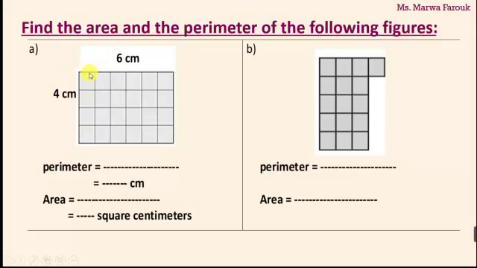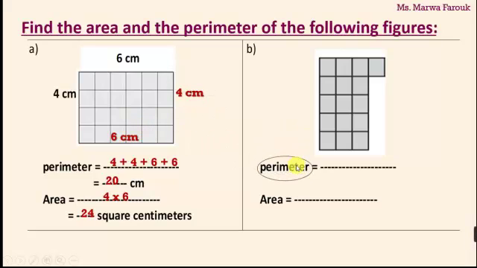Here I have 6 centimeters and here 4 centimeters, and it's a rectangle. This is an array, so it's like the rectangle. So here I will have 6 centimeters and here 4 centimeters. So the perimeter is 4 plus 4 plus 6 plus 6 equals 20 centimeters. This is the perimeter. What about the area? I'm just going to multiply the number of rows by the number of columns. 4 times 6 equals 24 square centimeters.